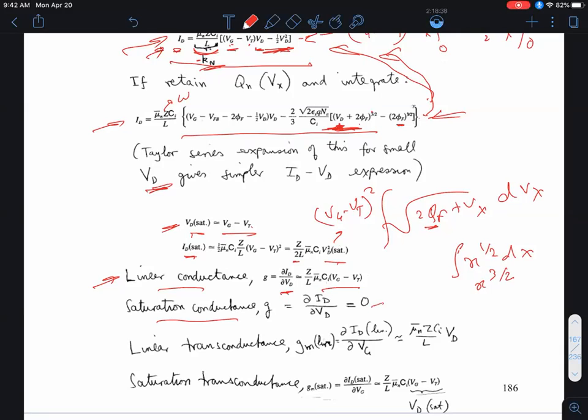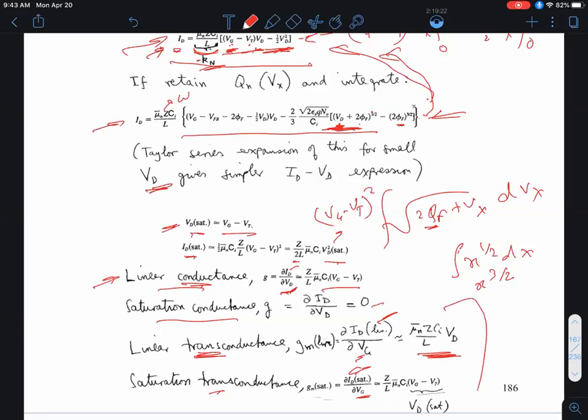Okay. You can also define terms called transconductance, which is another way of calling it gain. What does transconductance mean? In the case of regular conductance, you're looking at output current as a function of output voltage. In transconductance, on the other hand, you're looking at output current as a function of input gate voltage. Okay. You can look at the expression over here, and now you have to take the derivative with respect to VG, and you end up getting this. Saturation transconductance, you look at the saturation drain current, which is VG minus VT whole square divided by 2, and take the derivative with respect to VG.